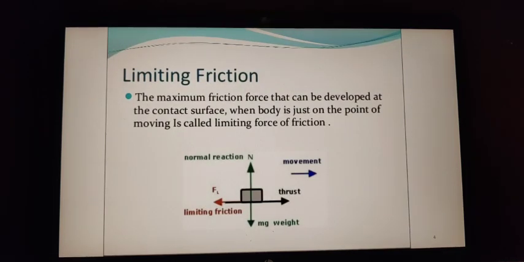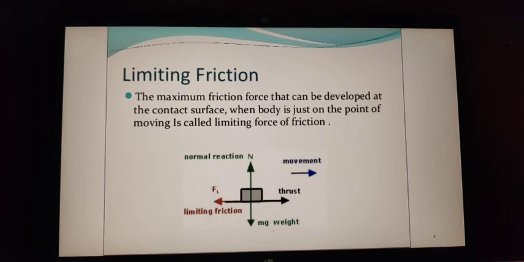Next we will see what is limiting friction. The frictional force has a remarkable property of adjusting itself in magnitude. So when a force tending the motion increases, then the frictional force increases. But there is a limit beyond which the magnitude of frictional force cannot be increased. So the maximum value of frictional force is known as the limiting friction, which is the frictional force when the body is in impending motion.